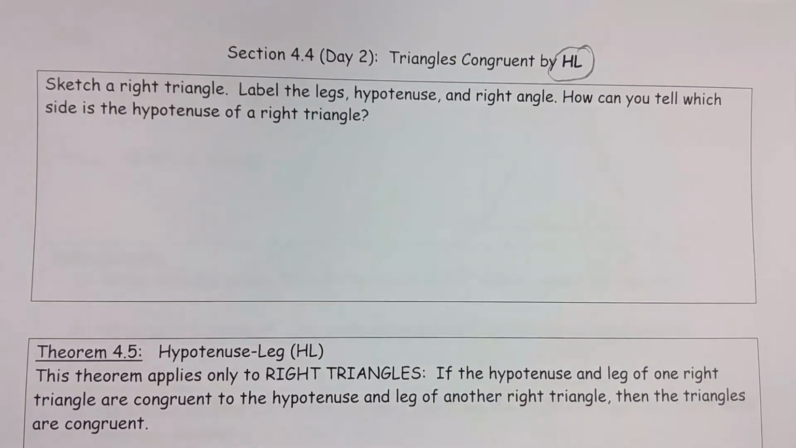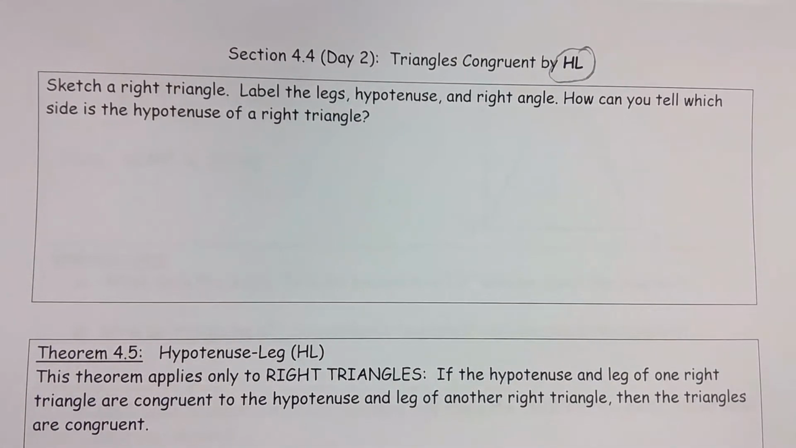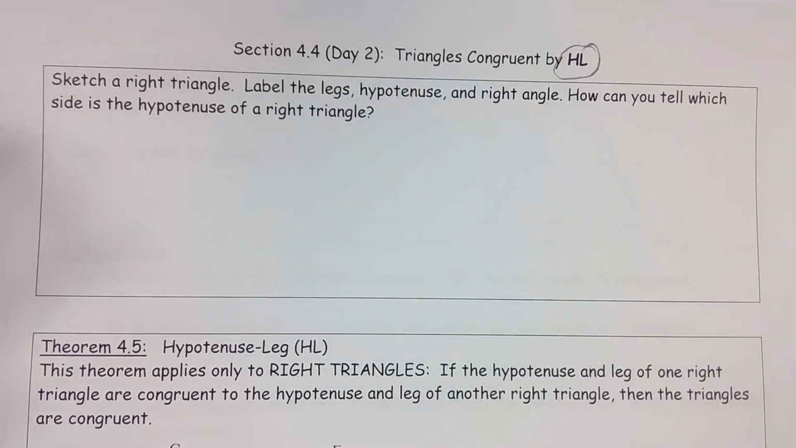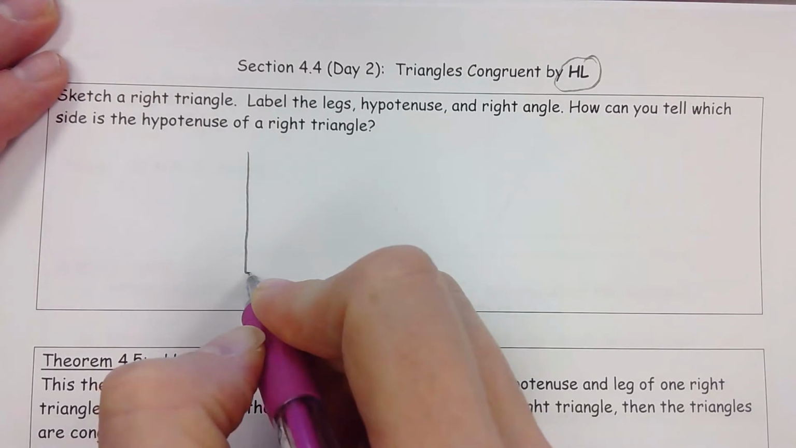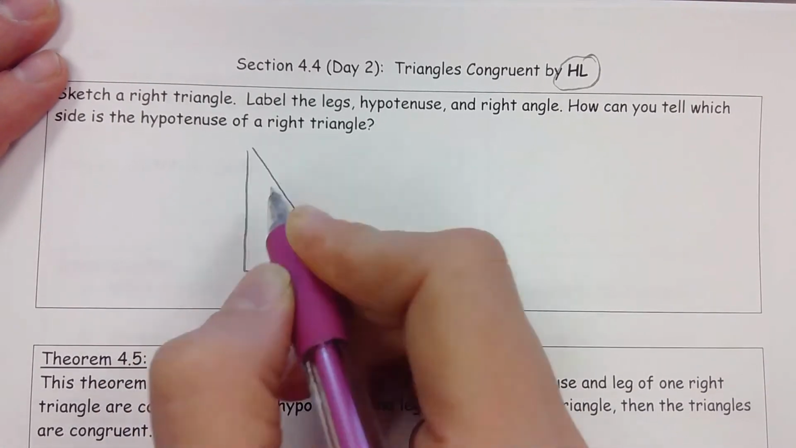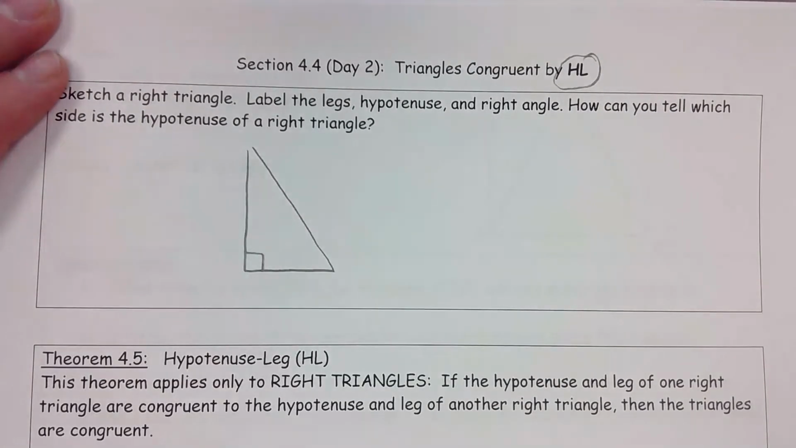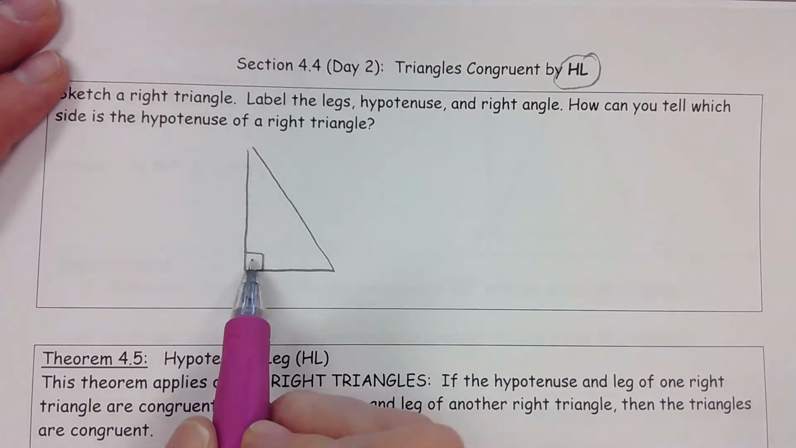Day 2 of section 4.4 is about a theorem called hypotenuse leg. It only goes with right triangles, so it has limited use, but let's go ahead and review the parts of a right triangle before we start. Right now, so we have a right angle.